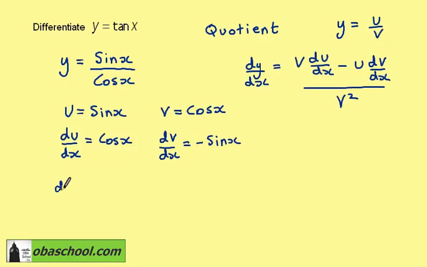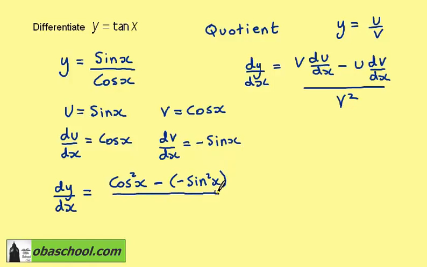So let's use the quotient formula. dy dx is going to be v times du dx, cos x times cos x, is cos squared x. Take away u times dv dx, sin x times minus sin x is minus sin squared x, all divided by v squared, which is cos squared x.